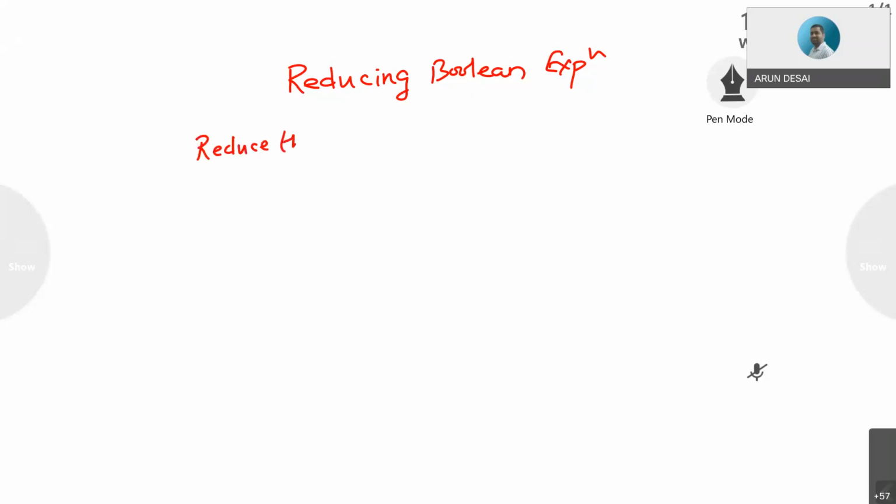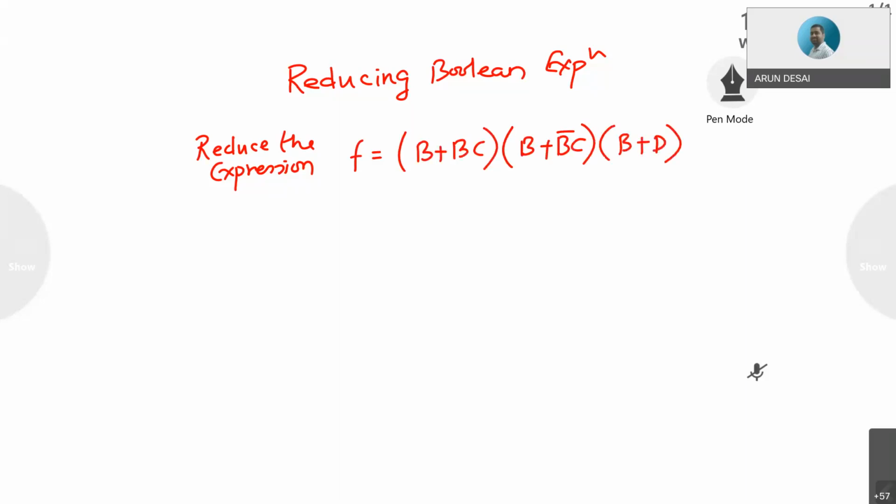Reduce the expression f equal to b plus bc, then b plus b complement c and bd, b plus c. Right. So by using rules, we need to reduce the given expression.